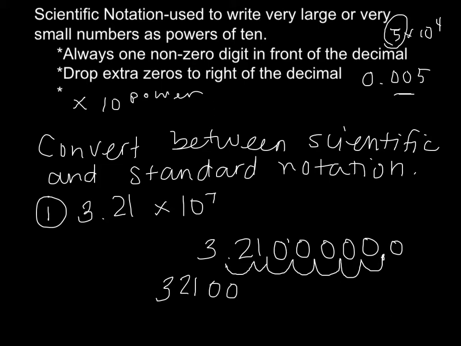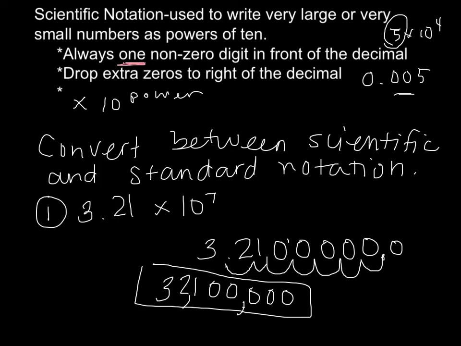Okay, so this is the number that they are describing. I'm going to put some commas in here so we can keep it straight. 32,100,000 is what we were talking about when we said 3 and 21 hundredths times 10 to the 7th power. Okay, so the key word up here, we said always one non-zero digit in front of the decimal. Okay, that 1 is the key.